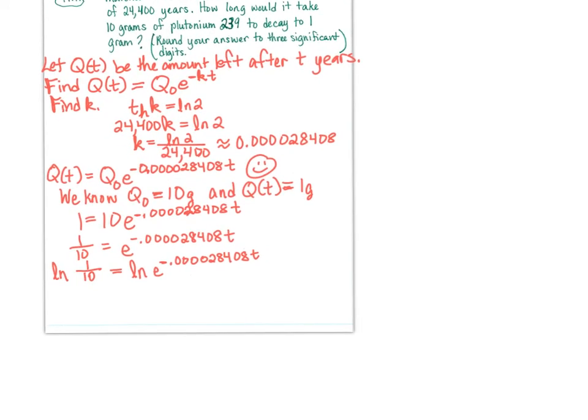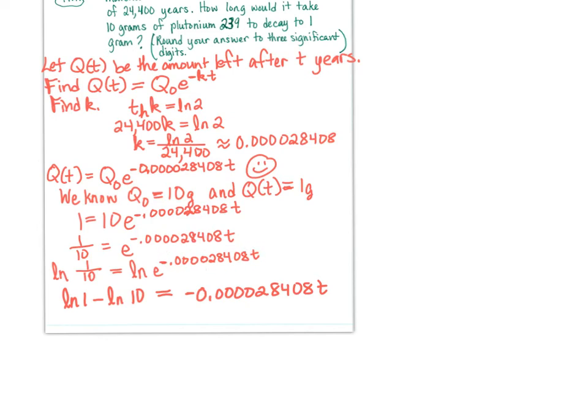So that gives us the natural log of 1 minus the natural log of 10. Natural log of 1, remember, is 0. So that's equal to negative 0.000028408t, because the natural log of e is just 1, right? Natural log and e are inverses of each other. And remember, the natural log of e is 1.